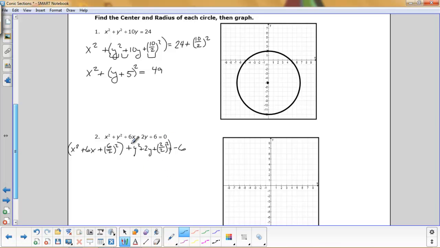Alright, so in my first group I have (6 over 2) squared, and in my second group I have (2 over 2) squared. Okay, so there's (x plus 3) squared plus (y plus 1) squared equals 4. Okay, so I've got a center at (negative 3, negative 1), and I've got a radius of 2. And here is my circle.